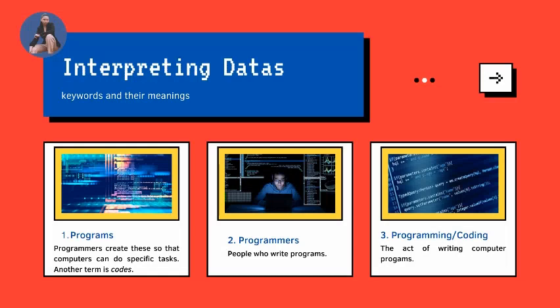Interpreting data's keywords and their meanings. First, programs or codes. Programs are the byproducts that programmers create so that computers can do specific tasks. Number 2, programmers. Programmers are simply those people who write or create programs in the computer. Number 3, programming or coding. Programming or coding is the act of writing or creating programs in the computer.